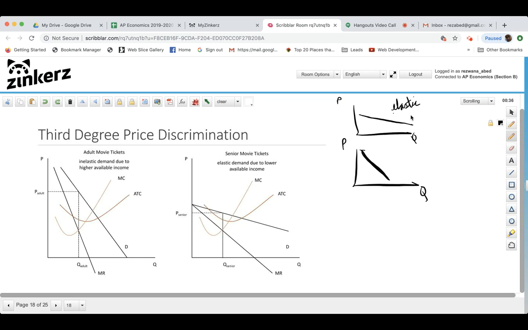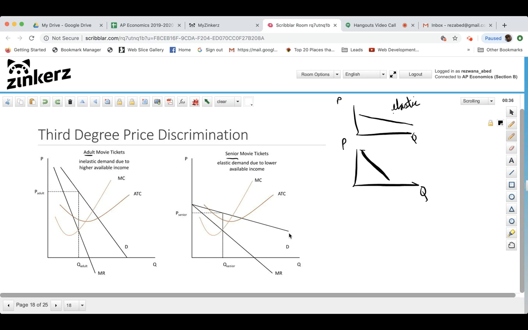So here what we are looking at is adult movie tickets and senior movie tickets. As you can see, the marginal cost curve and all the cost curves are exactly identical to each other. So where third degree price discrimination comes from is not related to the cost curves at all. The only difference is that there is different willingness to pay, or the other way of saying this is that the elasticity of demand for these two groups is very different.